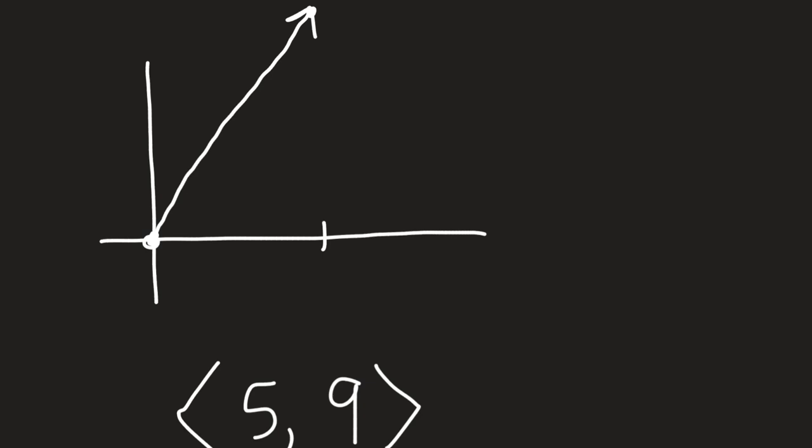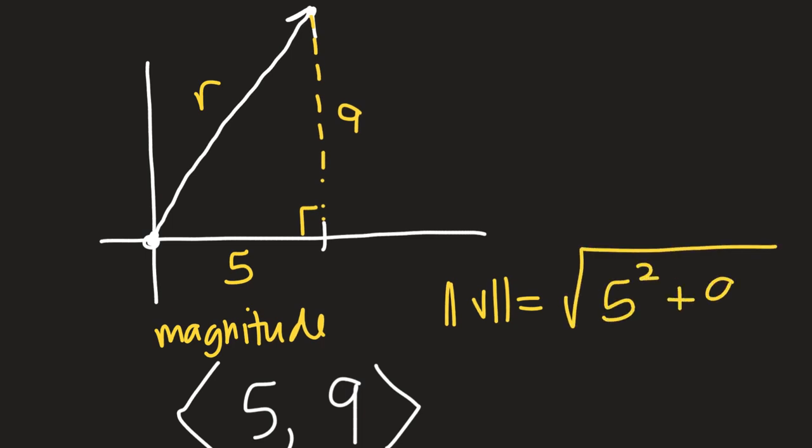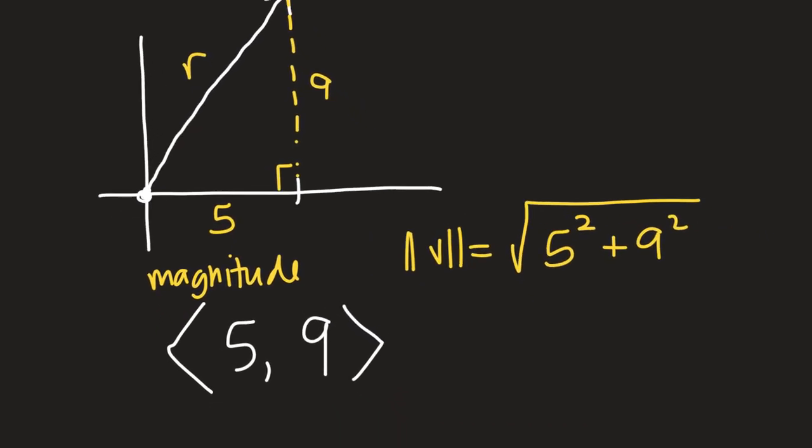And of course, we can always make a right triangle, where this is a unit of 5 and that's a unit of 9. We're able to find the magnitude of the resultant, which is basically the hypotenuse of a right triangle. When we find the magnitude of a vector, we are doing a Pythagorean theorem problem. We square the x value, square the y value, and add them together. So it's a right triangle problem.